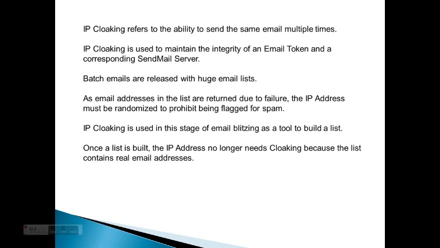IP cloaking refers to the ability to send the same email multiple times. IP cloaking is used to maintain the integrity of an email token and a corresponding send mail server. Batch emails are released with huge email lists. As email addresses in the list are returned due to failure, the IP address must be randomized to prohibit being flagged for spam. IP cloaking is used in this stage of email blitzing as a tool to build a list. Once a list is built, the IP address no longer needs cloaking because the list contains real email addresses.